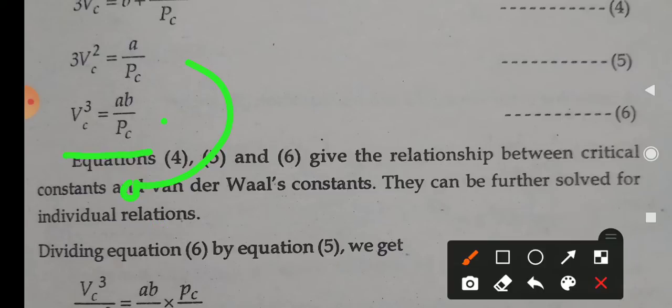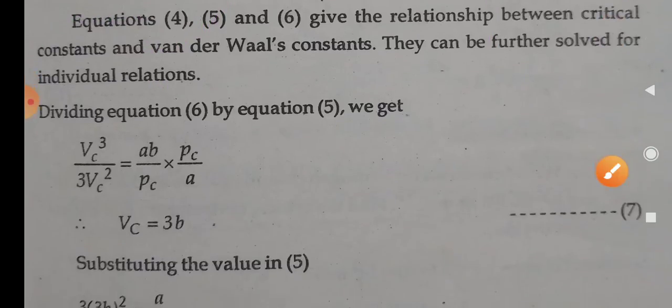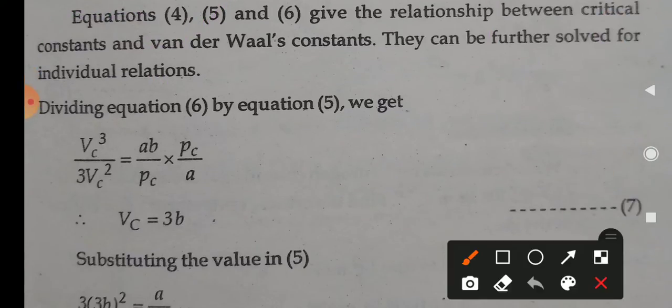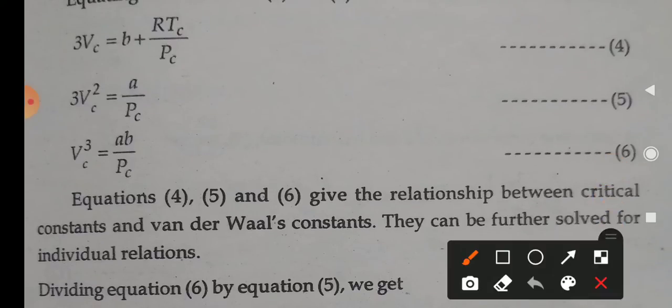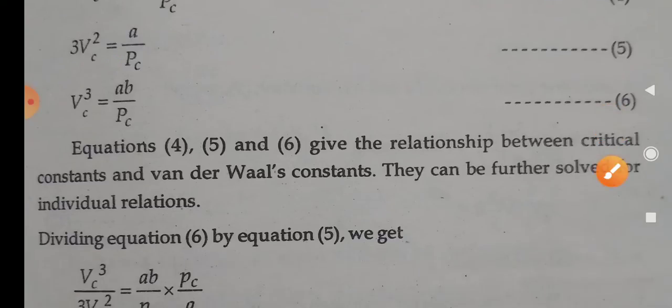What will we get? We get the equation VC³/3VC² = (ab/PC) × (PC/a). So after solving this equation, we get the critical constant VC equal to 3b. Now substituting this value of VC in equation number 5, we find the value of PC.